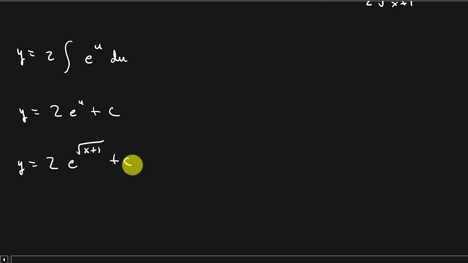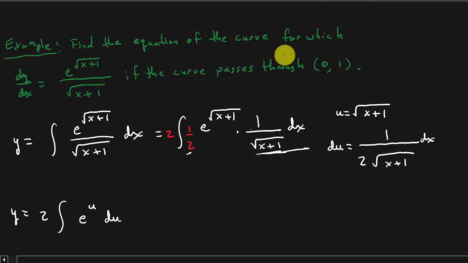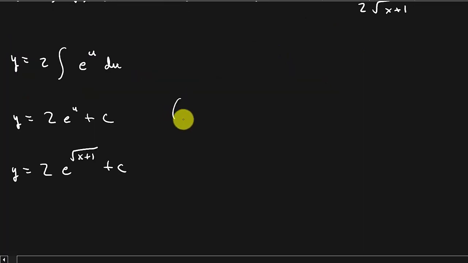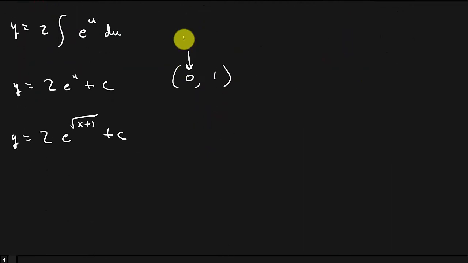Now, what are they wanting us to find? They're wanting us to find the equation of the curve. And they tell us it passes through the point 0, 1. Remember, that's your x value, that's your y value. So let's plug it in. I'm going to do 1 equals 2e to the square root of 0 plus 1, plus c.